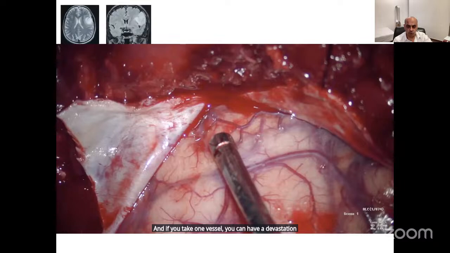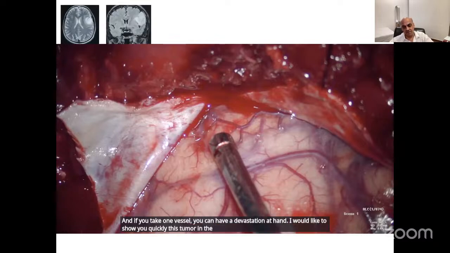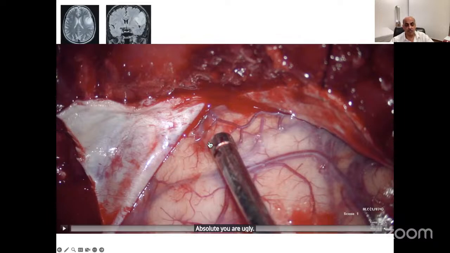I would like to show you quickly this tumor in the Broca's area. And every one of us understands that this is the most critical area where we are going to operate. Any kind of speech deficit can be absolute. You agree, any speech deficit is absolute.